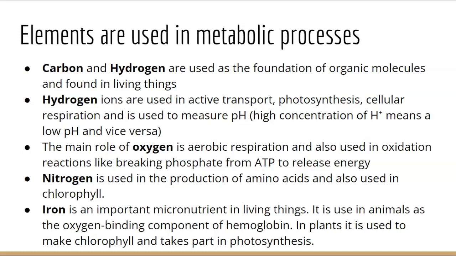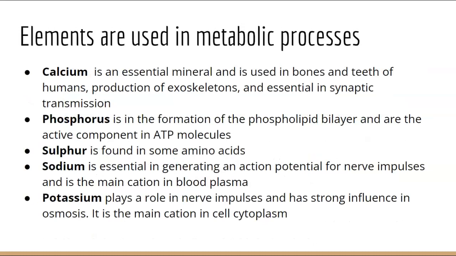Nitrogen, very important as well, used in the production of amino acids and used in chlorophyll, which is the green pigment in plants. And then iron, an important micronutrient. That's how we make hemoglobin, which is the oxygen binding component in blood. In plants, it's used to make chlorophyll, takes part in photosynthesis, so iron is massively important as well. And if you thought we were done, you were wrong. There's a few more you need to know.